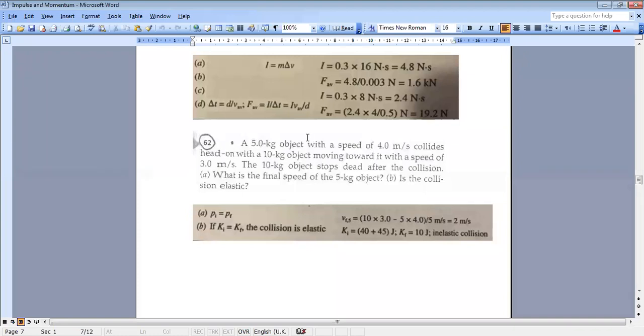A 5-kilogram object with a speed of 4 meters per second collides head-on with a 10-kilogram object moving toward it with a speed of 3 meters per second. The 10-kilogram object stops dead after the collision. What is the final speed of the 5-kilogram object? Is the collision elastic?